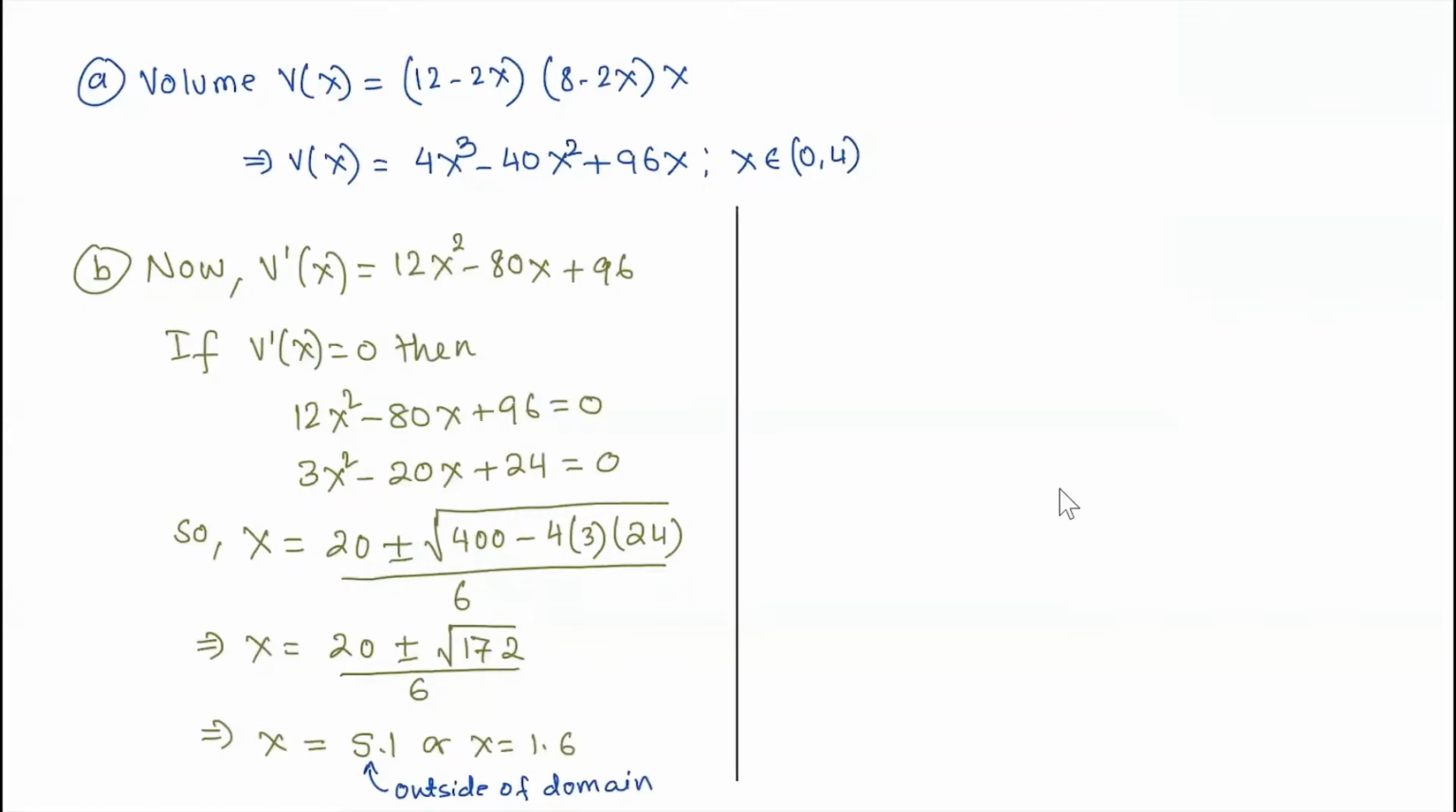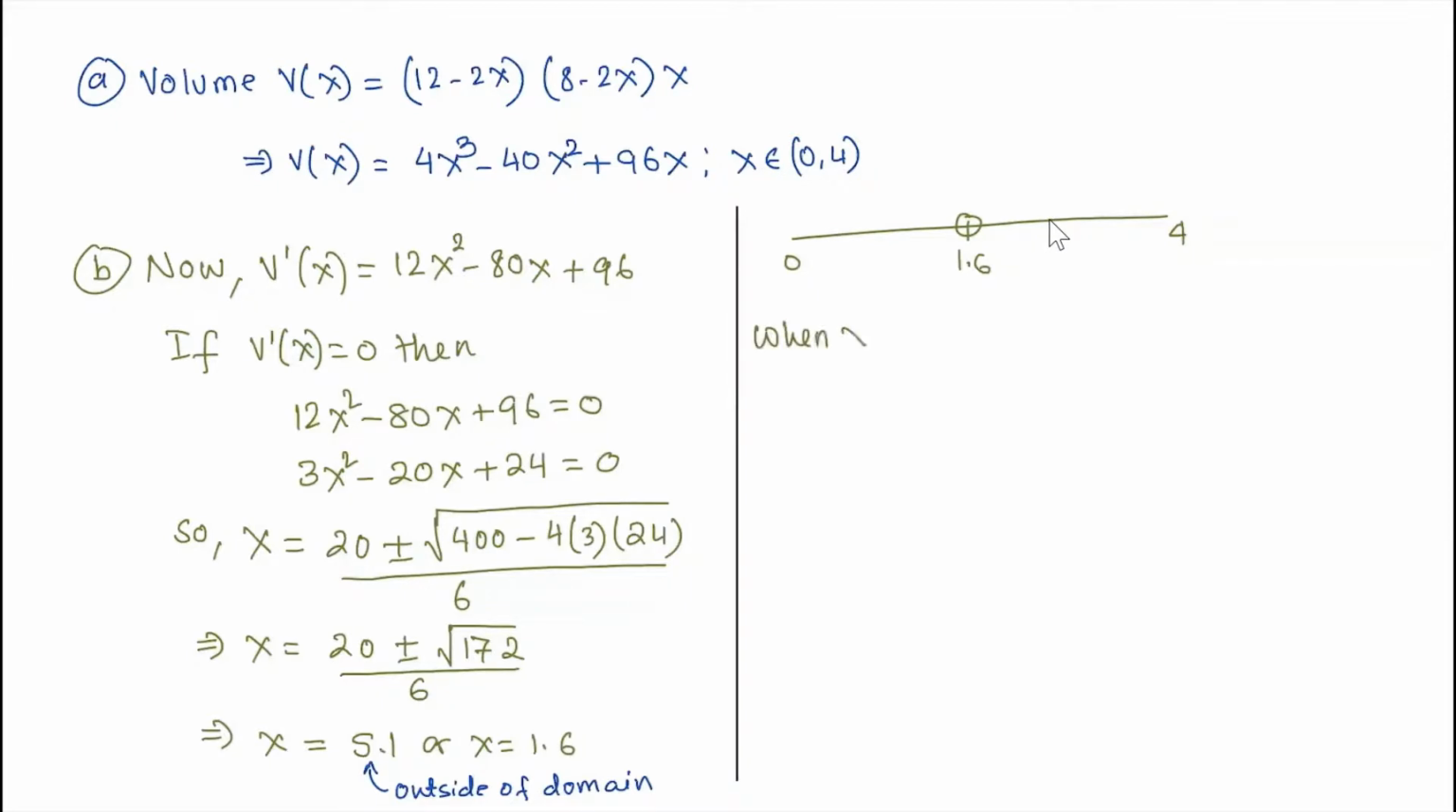Okay, so our domain is from 0 up to 4, and we got the critical point, that is 1.6. Critical point is 1.6, meaning at x equal to 1.6, the derivative is 0. Now we have to check what is here and what is here. Is the first derivative positive or negative on each side?